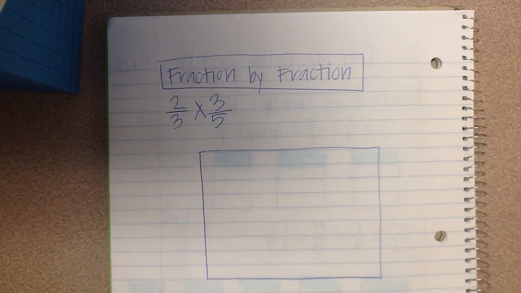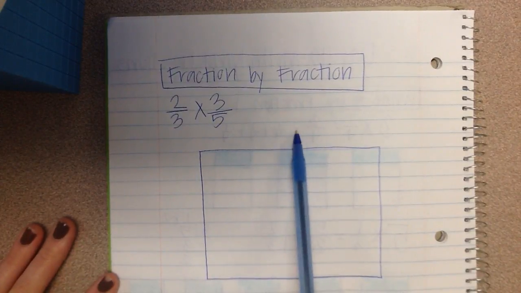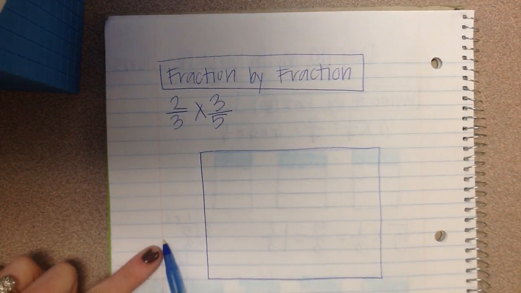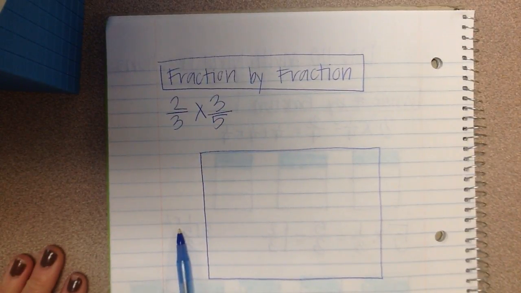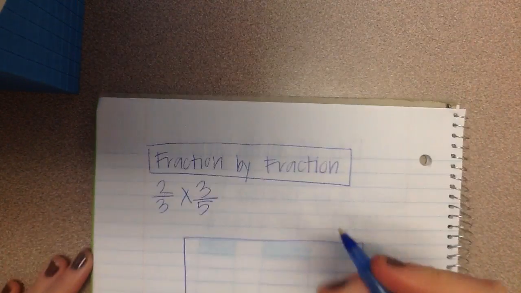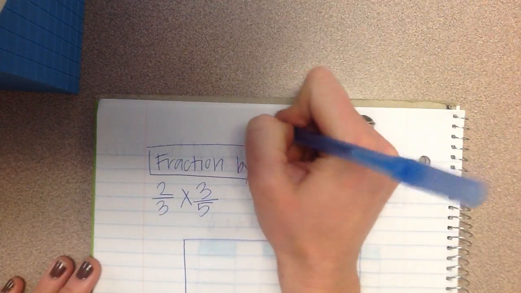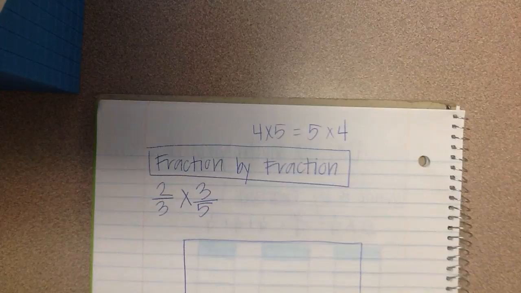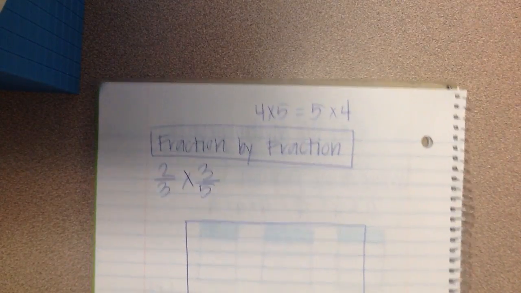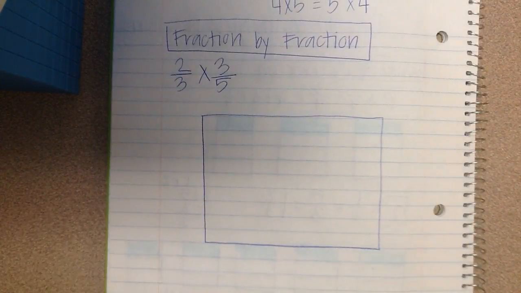Oh, perfect. I have another highlighter right here. And it doesn't matter, as I said yesterday, it doesn't matter if the 2/3 goes here or if it goes here, or if the 3/5 goes here or the 3/5 goes here. You're still going to get the same answer. And what I mean is 4 times 5 is the same as 5 times 4. You're going to get the same answer. So it doesn't technically matter which side.